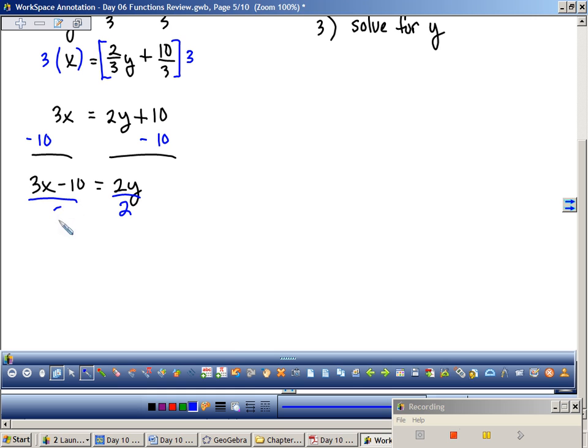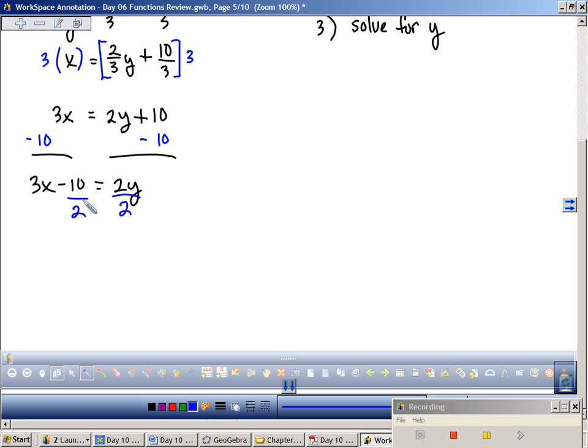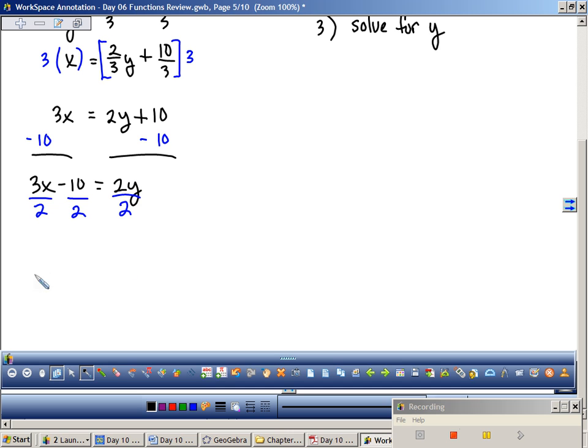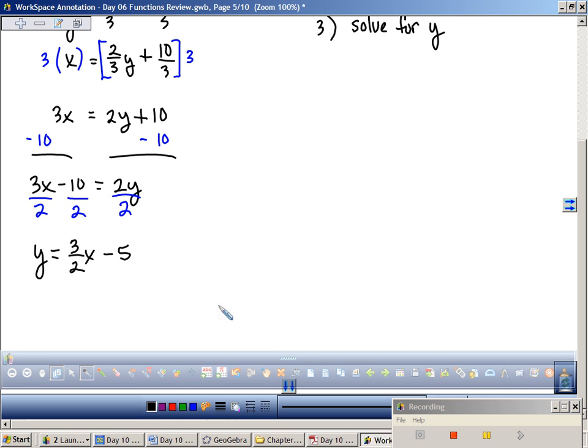Now, at this point, we've got to divide by 2, right? You could divide the whole thing by 2, or divide everybody by 2. I prefer this way, because I'm used to seeing it. It's simplified completely. If I wanted to graph it, it'd be easy to graph. So when I get that, is it okay if I put my y on this side now? Y equals, I'm going to put it in slope-intercept form, 3/2 x minus 5. It's my final step.